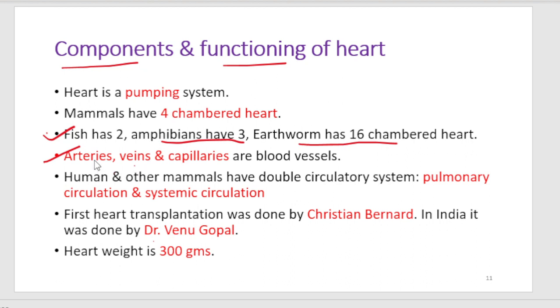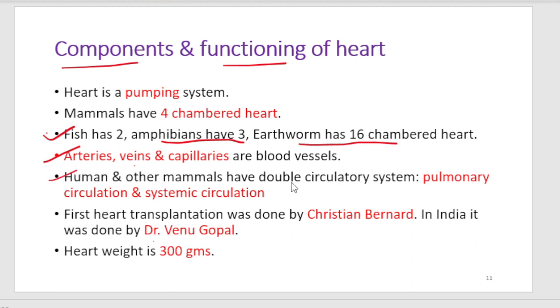There are exceptions in artery and vein. The pulmonary artery brings deoxygenated blood from the heart to the lungs, while the pulmonary vein brings oxygenated blood from the lungs to the heart. These are the two exceptions.